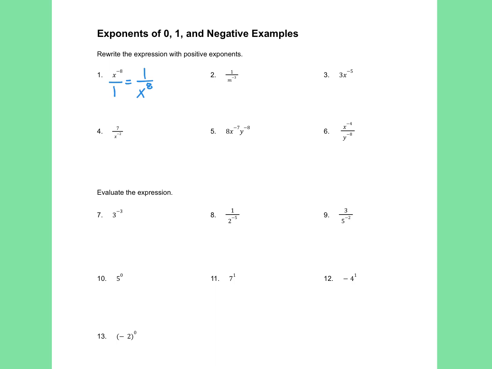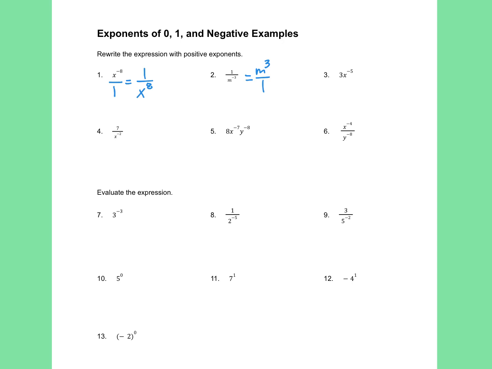Number 2, well, the exponent's already in the bottom, but we can still take the reciprocal. So I'm still going to take the reciprocal. That makes the m go to the top. And remember, when we take the reciprocal, it makes that exponent positive. That's the whole reason why we take the reciprocal, to make it positive. And the 1 goes to the bottom. So it doesn't matter where that exponent is at. If you take the reciprocal, flip it, it will make it positive.